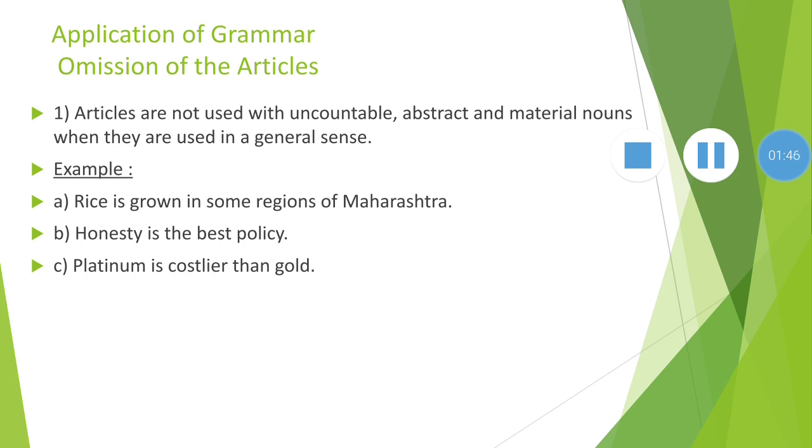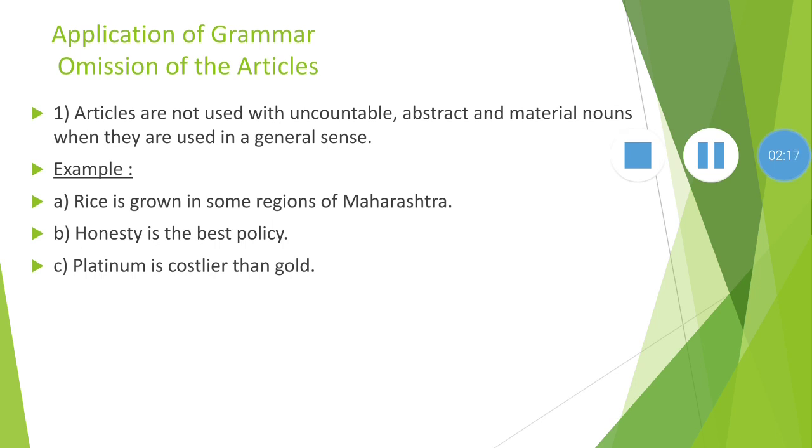Now we have seen how to use a, an and the in sentences, but today we are going to learn omission of articles, meaning where we will not use an article, where we should delete the article. Just like the uses of articles, there are some rules for deleting articles. So one by one we will see the omission of articles.